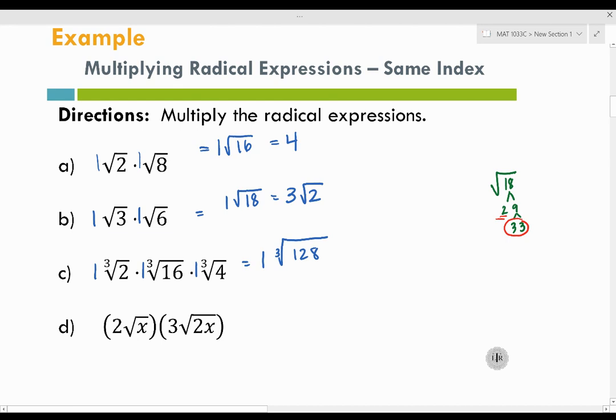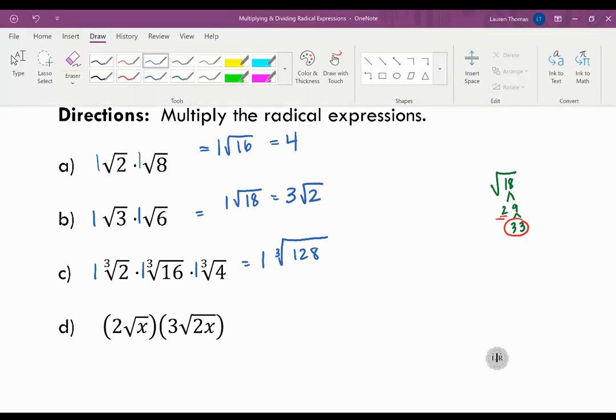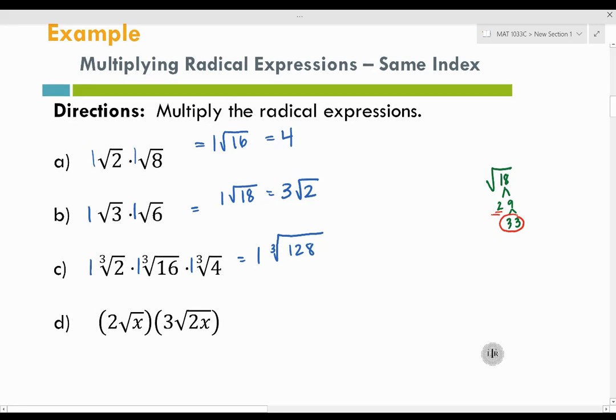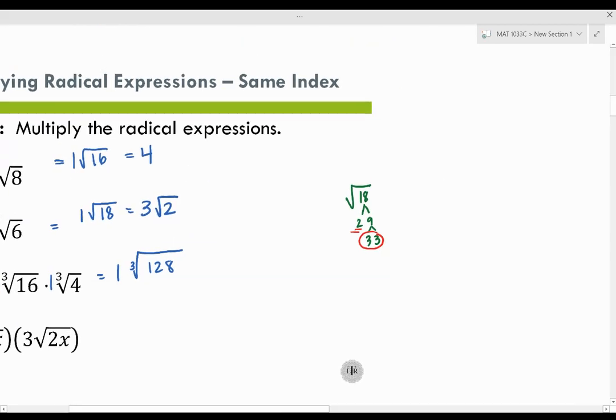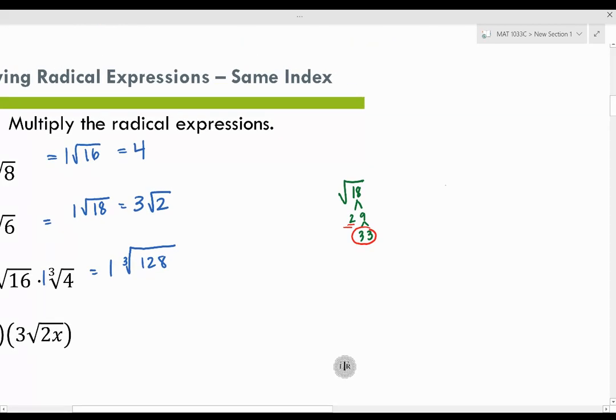All right, so we need to break that down. We're going to break 128 into primes, so let's do that over here. We have the cube root of 128. When I break that down, 128 is the same thing as 2 times 64. 64 is 2 times 32. 32 is 2 and 16. 16 is 2 and 8. 8 is 2 and 4. And 4 is 2 and 2.